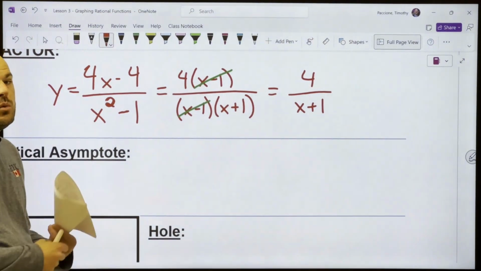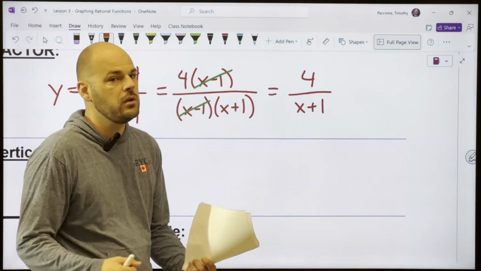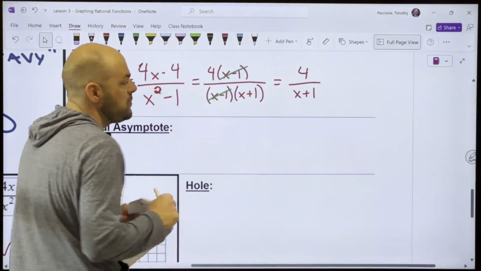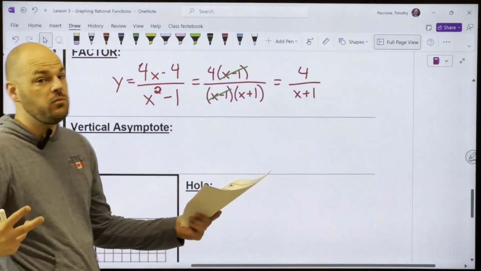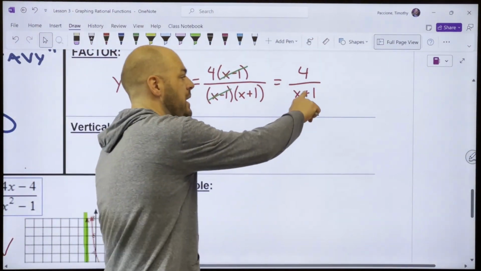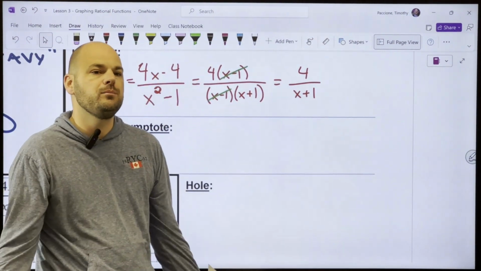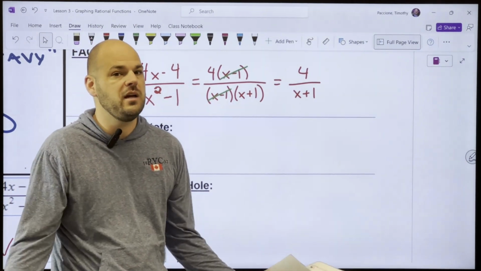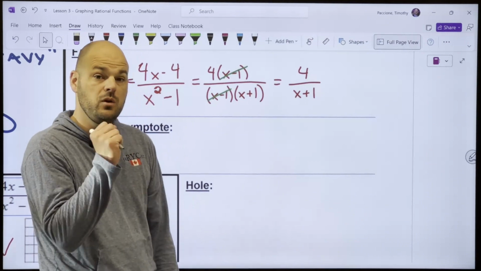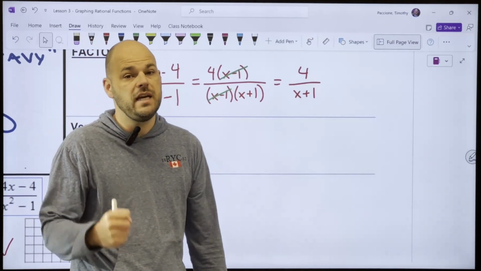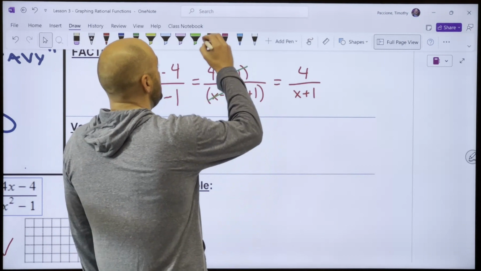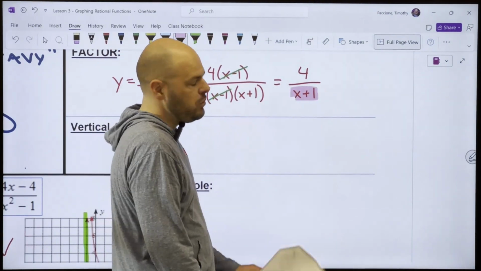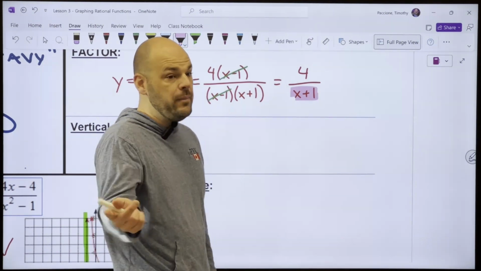Now we are fully factored. We're ready to start looking for the holes and the vertical asymptotes. Okay. So vertical asymptotes we always find by looking at what's remaining, right? So in a remaining piece, what would cause a problem? What would make this undefined? Well, we know the only thing that we've talked about that makes things undefined is when the bottom of a fraction is 0, because you can't divide by 0. So I think to myself, well, what would make this 0? Right? And maybe you look at that and you go, well, negative 1 would make that 0. Maybe you need to write it out.